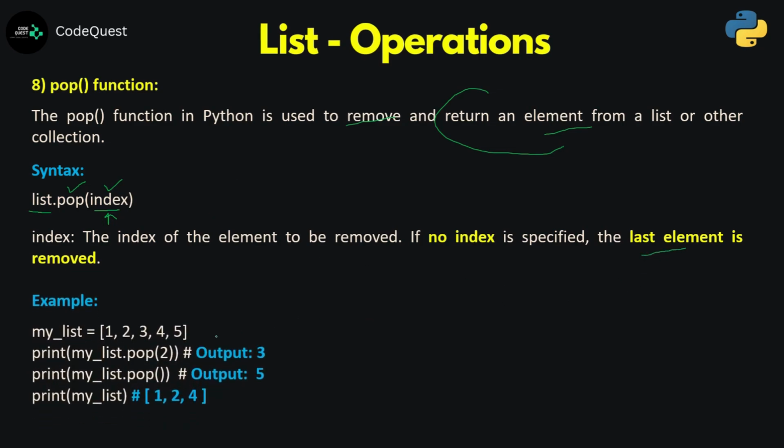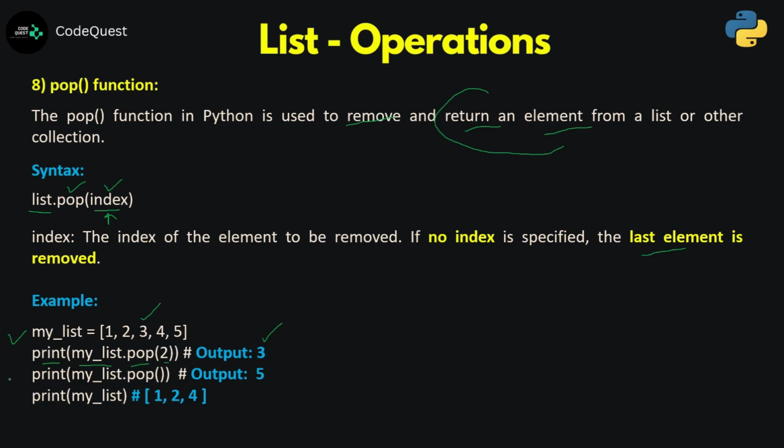Now let's see here. We have taken a list holding these 5 values. When I apply pop and specify an index, that is 0, 1, 2, this is the element that is removed. After removal, it is going to return that element. You can see by applying this pop function, and when I print it, I'm going to get the element which is removed. That is nothing but 3 here.